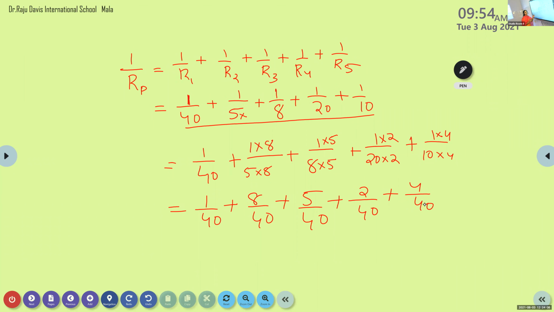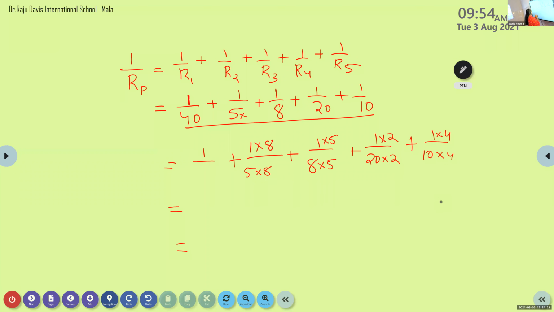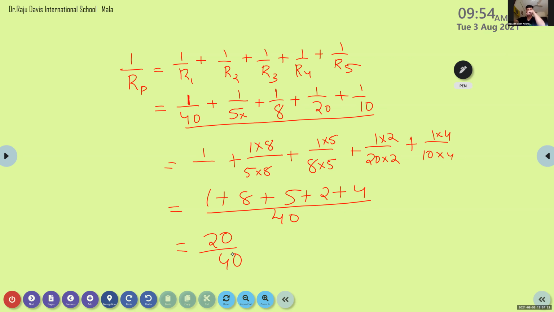So now we have common denominators. It becomes 20 by 40, right? 1 plus 8 plus 5 plus 2 plus 4, divided by the common denominator 40, that is 20 by 40. Sorry, here we made a mistake. Yes, one minute, it is 20 by 40. What is 20 by 40?